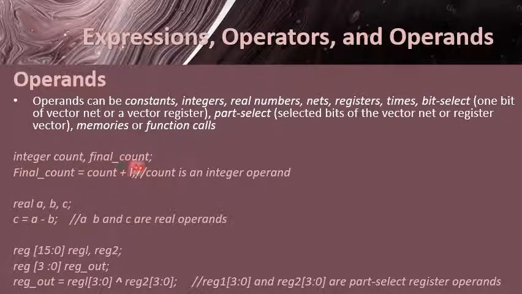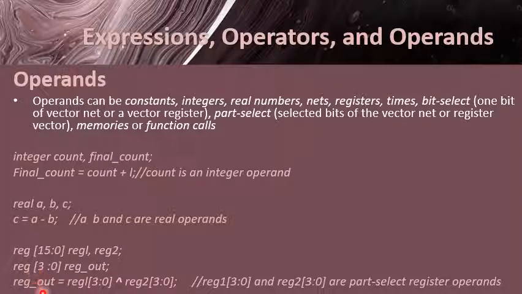An example is integer count, final count. So final count equal to count plus 1. Here count is an integer operand. Likewise, you have another example, real A, B, C. C equal to A minus B. So here A, B, C are real operands. Next, reg [15:0] register1, register2, meaning register1 and register2 I have declared as 16-bit registers. And register out I have declared as a 4-bit register.